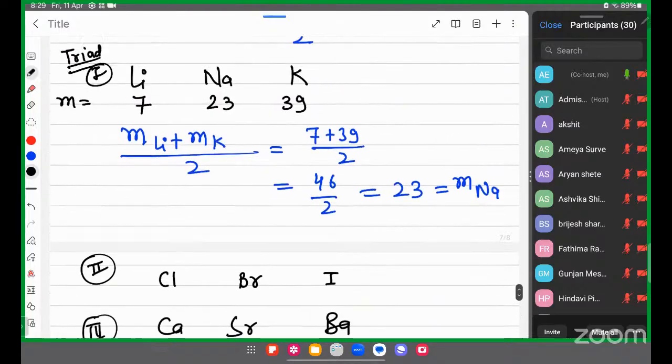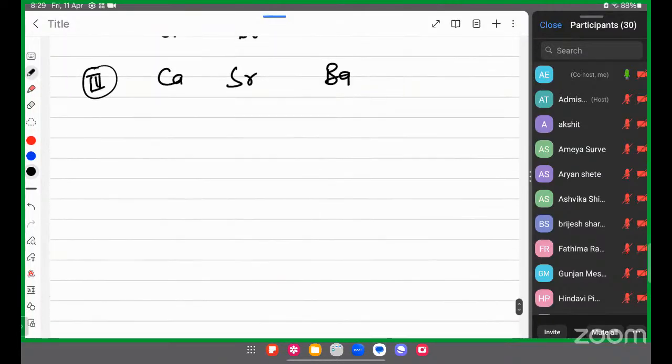After Dobereiner, we have Newland's law of octaves, or Newland's classification. Again, you all know about it. Newland's law of octaves states that if we arrange the elements in increasing order of their atomic masses, then every eighth element will have properties similar to the first element, which is the same as in music notes.